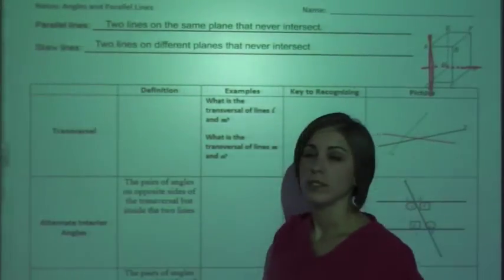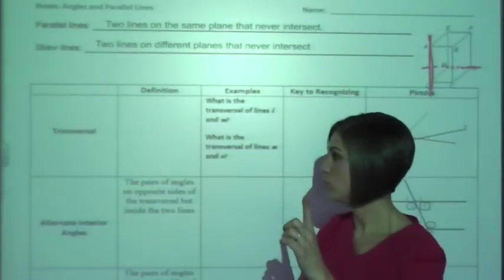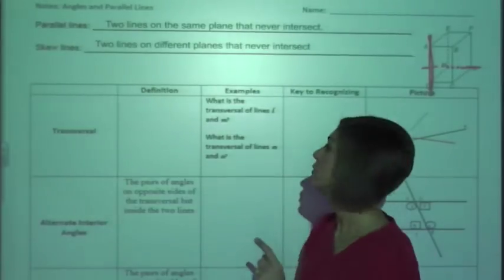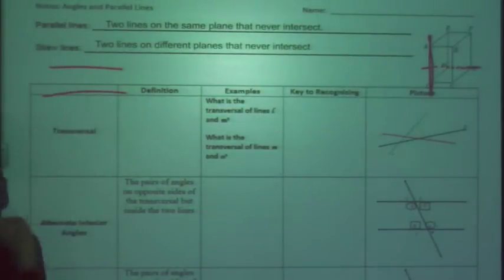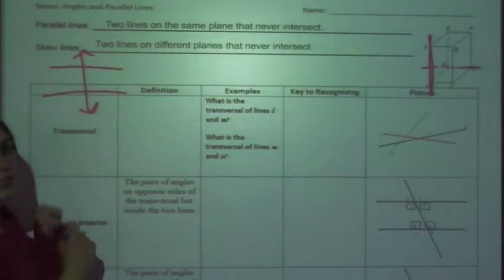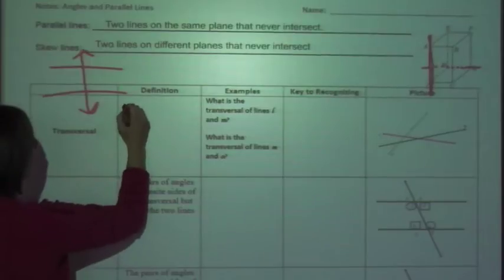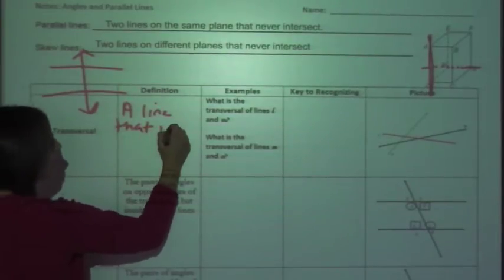First word you need to know is a transversal. A transversal is going to be one line that goes through two or more lines. So for example, if I have here two lines, and I have one line that goes through it, this line right here is my transversal. So a transversal is a line that intersects two or more lines.